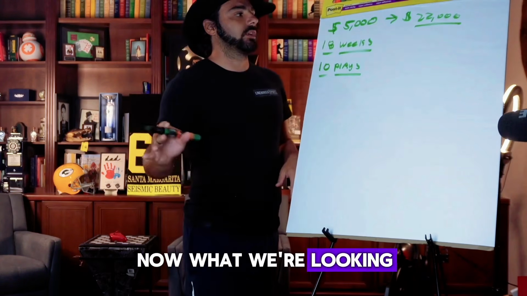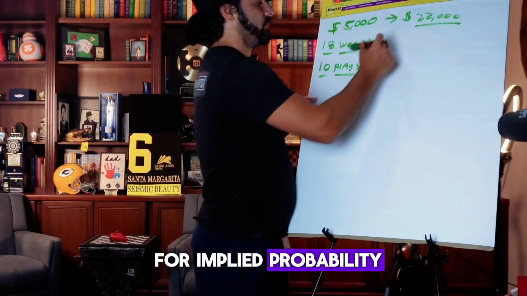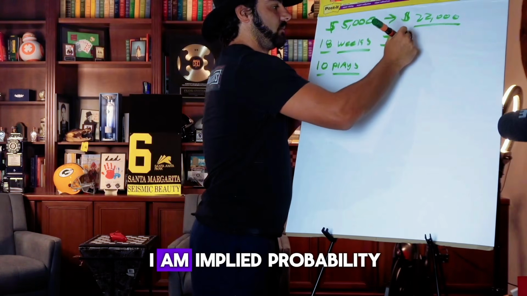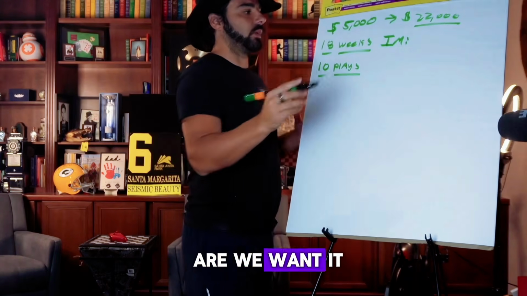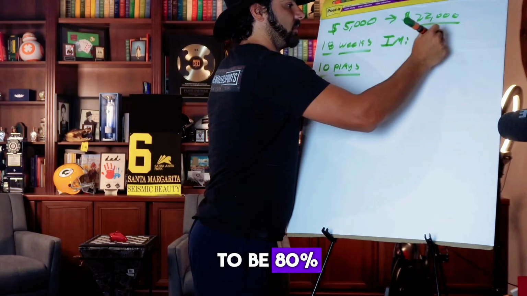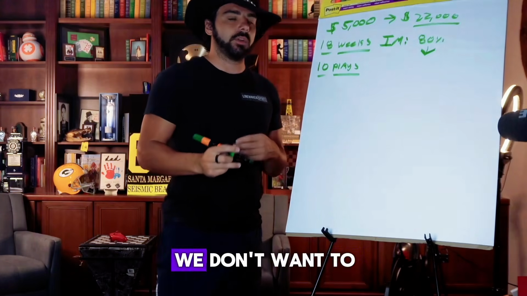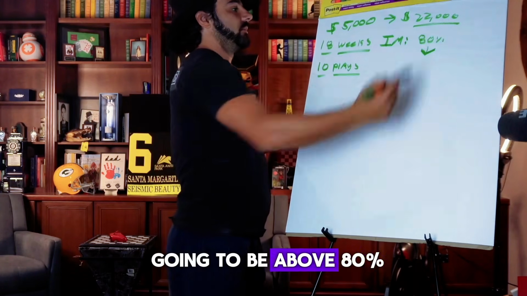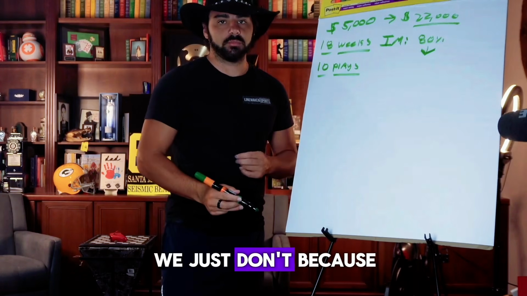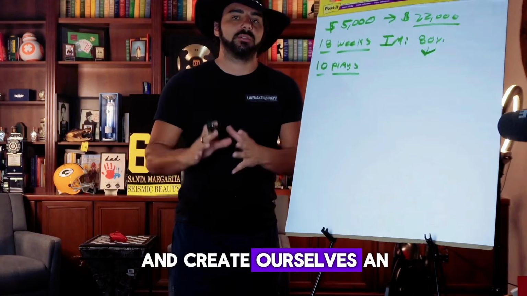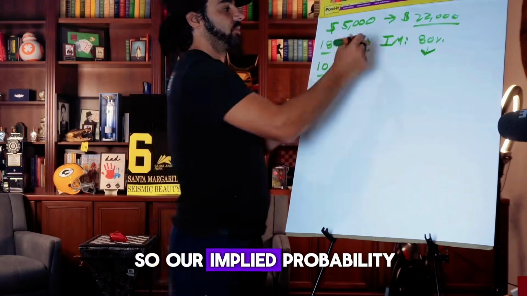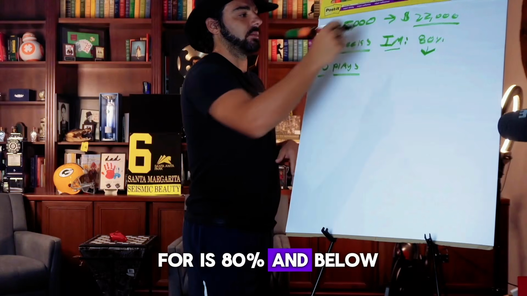Now, what we're looking for is implied probability here, IP. That's the percentage of what the odds are. We want it to be 80% or below. We don't want to play implied probability that's going to be above 80%. We just don't, because we want to find this mix of an edge and create ourselves an edge here. So our implied probability, we're going to look for 80% and below.